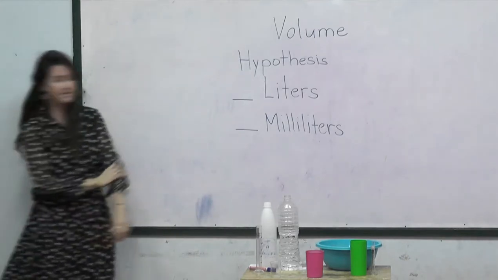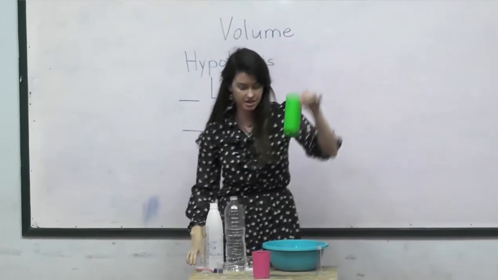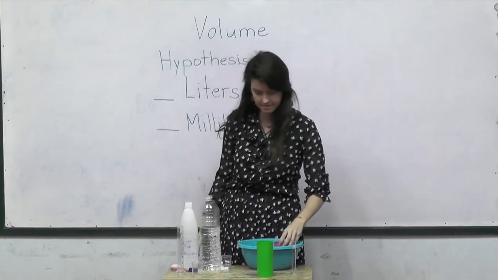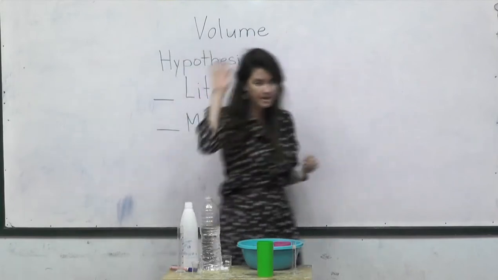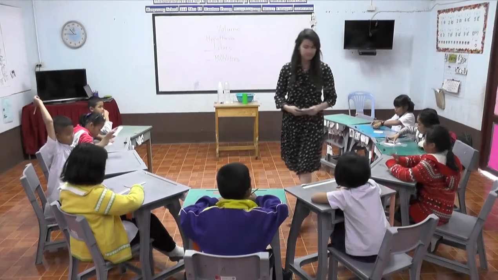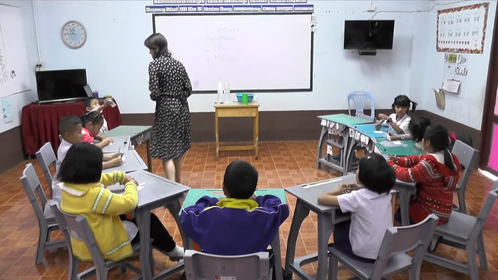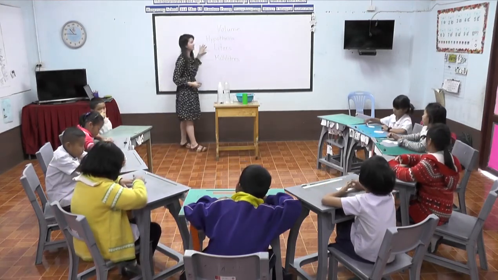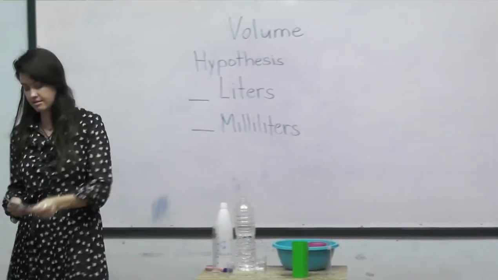Very nice work, friends. Let's take a look next at our green cup. I think 500 milliliters. You think 500? Okay, if you need more paper, raise your hand. I think 700. I think 800. You think 800? Okay, write it on your paper, friends. One more time, you're going to write blank liters, blank milliliters.